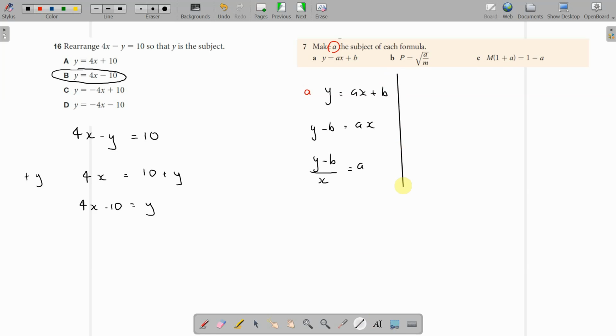Okay, next one, part B. p equals the square root of a over m, making a the subject. Tricky. Okay, square root involved here, so that's got to go. And to reverse a square root, we square it, which means that this side becomes p squared, and so this side we're going to square as well. So when you take away the square root sign, you've got to square the other side. What we're looking for is a. Okay, so now we multiply by m. p squared m equals a. There we are. That's part B.